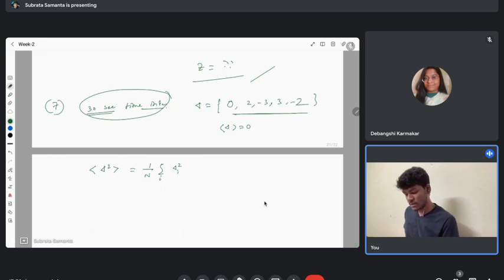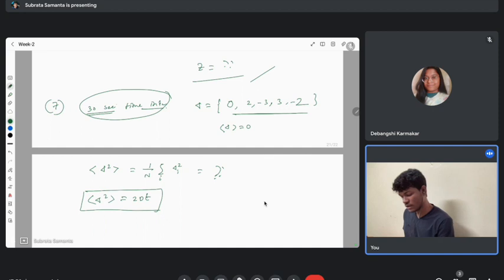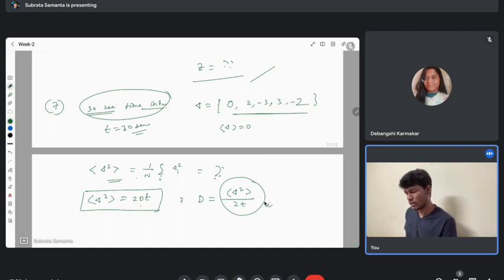So you calculate this delta square average using this formula. Then how to get the diffusion coefficient? This delta square average is related to 2Dt. If you know t, it is the 30-second time interval, t is 30 seconds. You know delta square average from this, and you know t, and you calculate D.